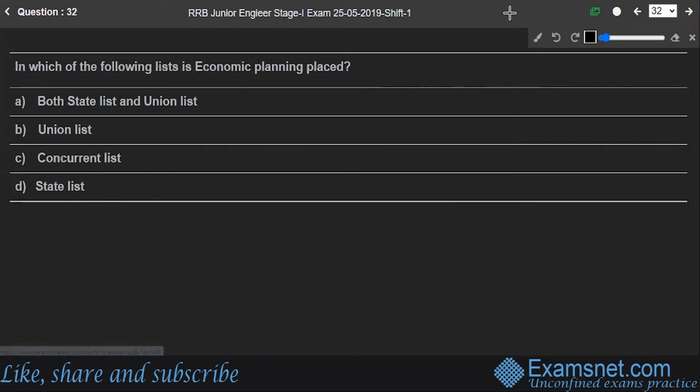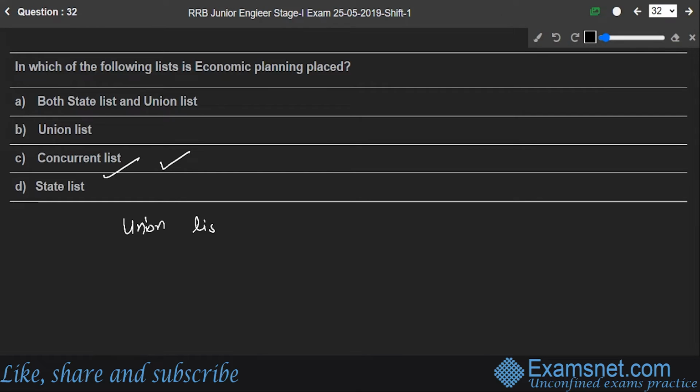Hope you got that. Next is question number 32. In which of the following lists is economic planning placed? Both state list and union list, or concurrent list, or the state list? The right answer to the question is option C, concurrent list. The economic and social planning subject for making laws is placed under this concurrent list. The seventh schedule of the Indian Constitution divides the power of making laws and executives between the union and the states in terms of these lists.